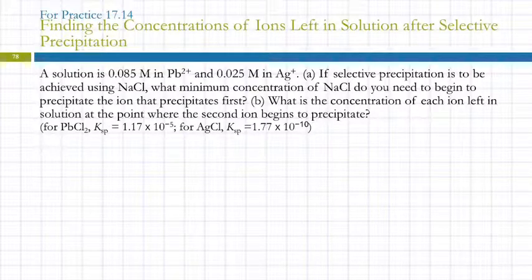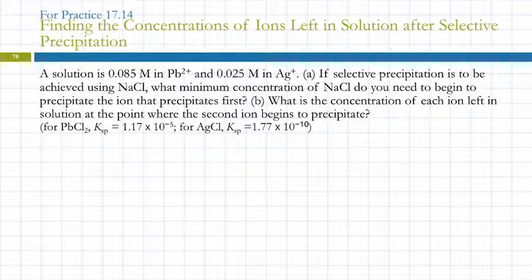Finding the concentrations of ions left in solution after selective precipitation. The solution is 0.085 molar in lead 2 and 0.025 molar in silver. If selective precipitation is to be achieved using sodium chloride, what minimum concentration of sodium chloride do you need to begin to precipitate the ion that precipitates first? What is the concentration of each ion left in solution at the point where the second ion begins to precipitate?